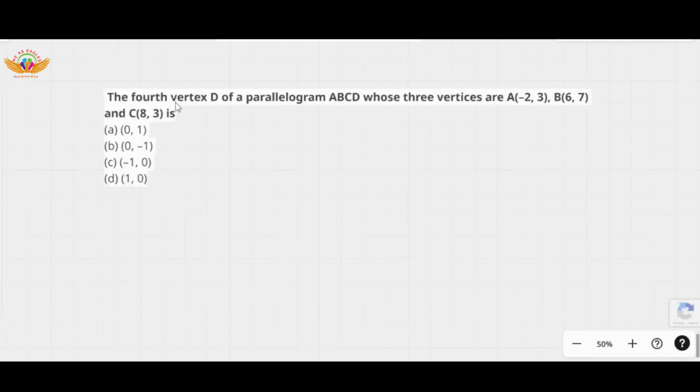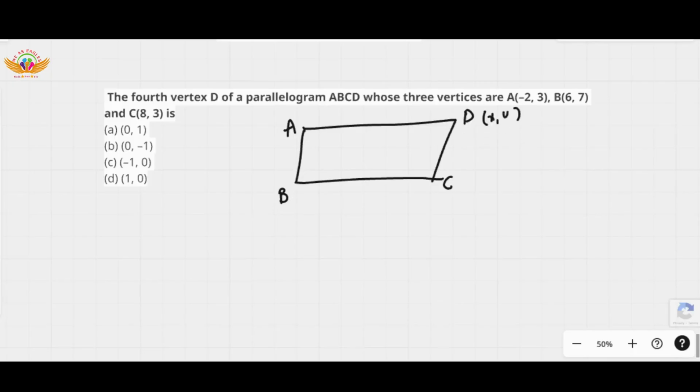Here they have given the question: the fourth vertex D of a parallelogram ABCD, whose three vertices are A, B, C. We have to find it; there is a parallelogram again. I have taken the points as A, B, C and D, and they have given A point and B point. We have to always write it in an order, A, B, C, D. It has to go in an order. And we don't know the D point.